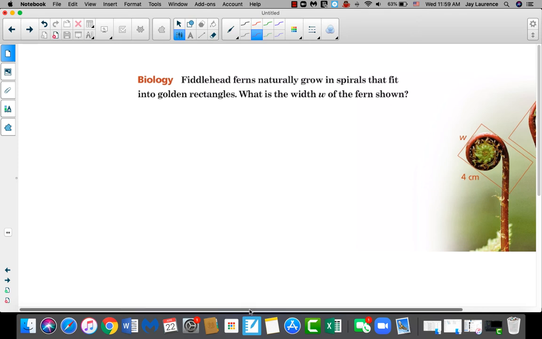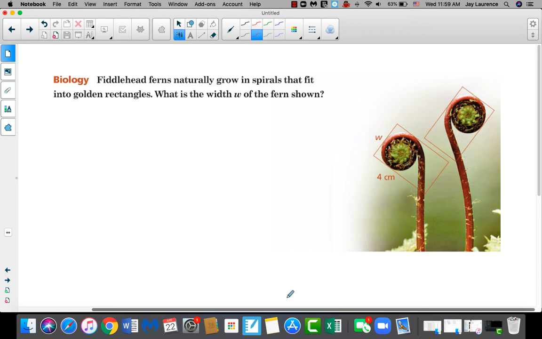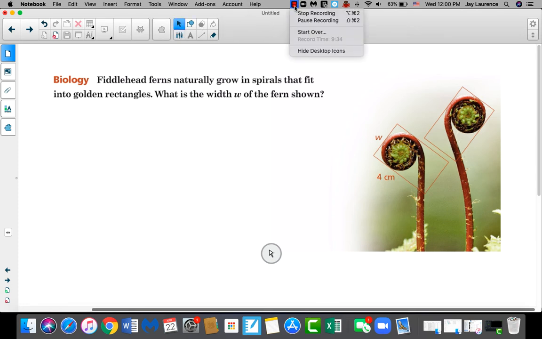Okay, so this problem here says fiddlehead ferns naturally grow in spirals that fit into the golden rectangles, or golden ratio. What is the width W of the fern shown? So I'm going to use a proportion, okay? Now I could say, well, W over, no, I better not do it that way. I better go the other way, sorry. There we go. So I think it's going to, well, wait a second. Hold on, let me pause the video. I want to check something really quick.